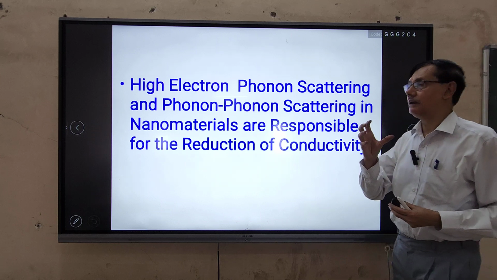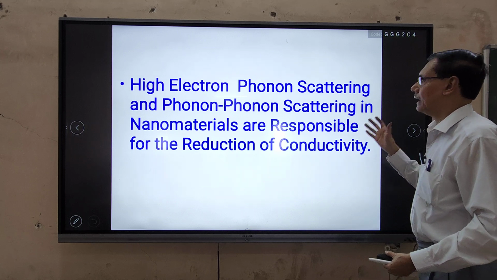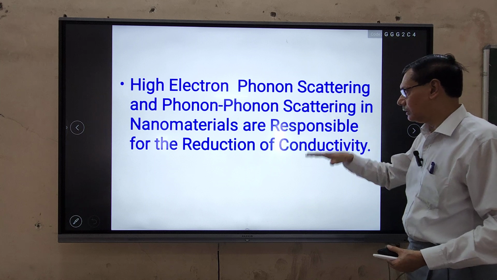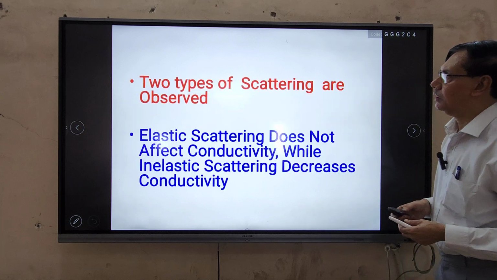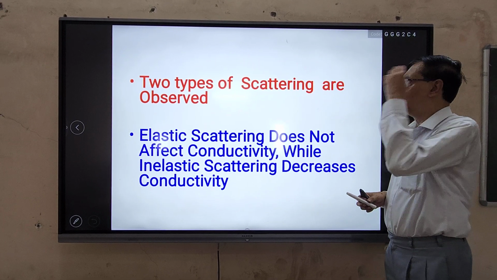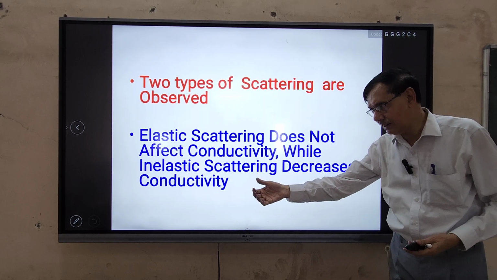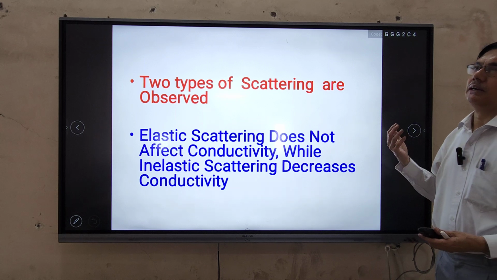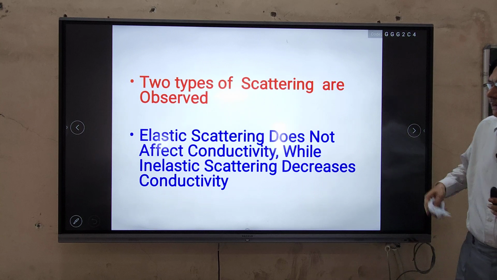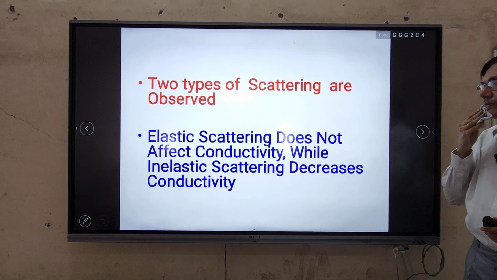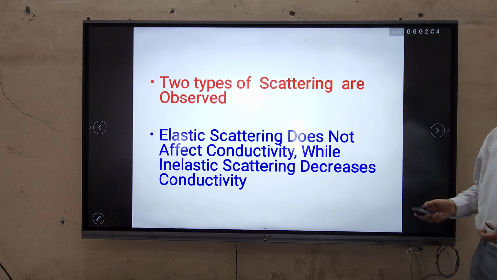The summary is that high electron-phonon scattering and phonon scattering in nanomaterials are responsible for the reduction of the conductivity. That is the final conclusion. As I told you, there are two types of scattering: one is elastic scattering, another is inelastic scattering. As per the literature, elastic scattering does not affect the conductivity, while inelastic scattering decreases the conductivity. That is the important point.